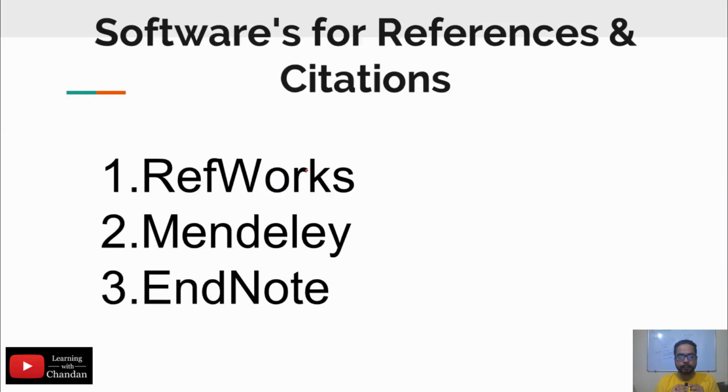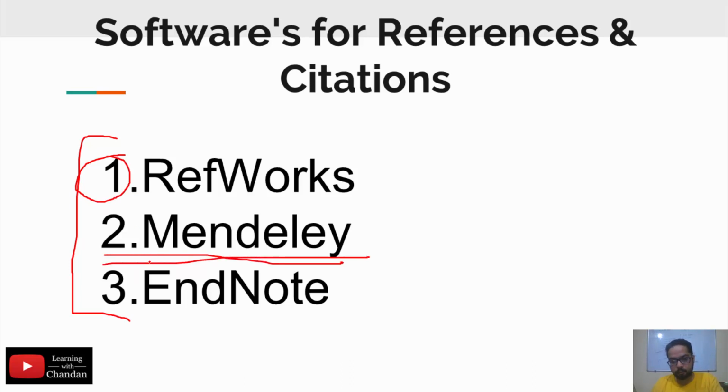So, like I told you guys to write in your form what you want to learn from these things, one of those things was the software for references and citations. These are the three most commonly used software. RefWorks might have some kind of paid stuff. So the most used is Mendeley. This is the most used software for references and citations.